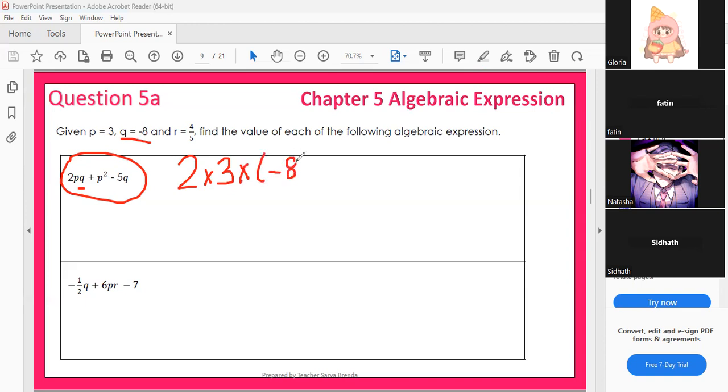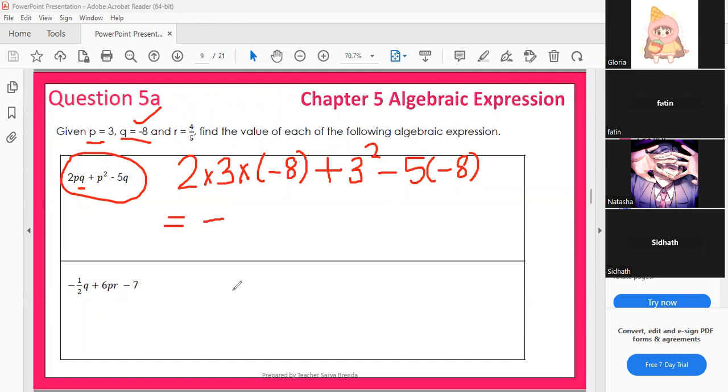All right, after that, add P squared. P is 3, so 3 squared. Minus 5 of Q. Q is -8, times -8. Now, write your equals in the next line down. 2 times 3 is 6. 6 times -8. This is a positive 6 times with a -8.